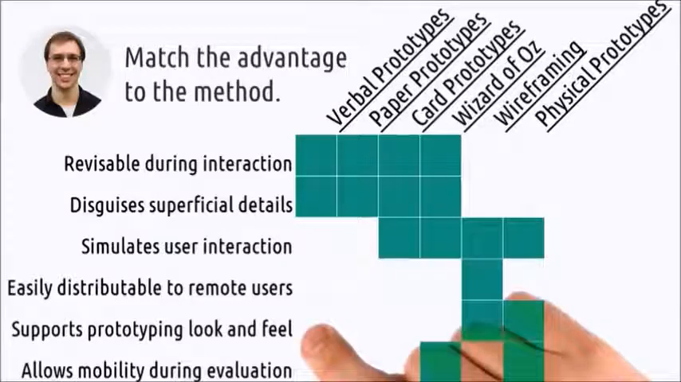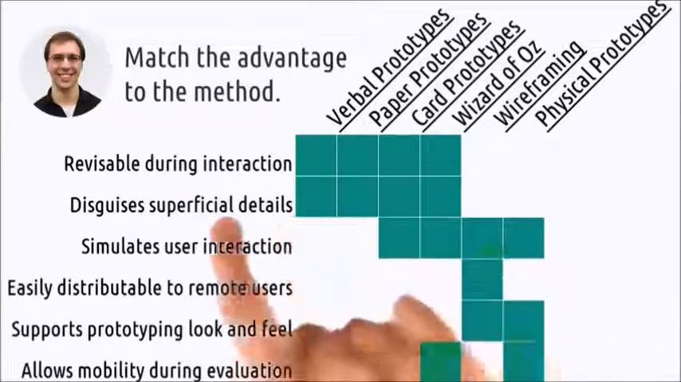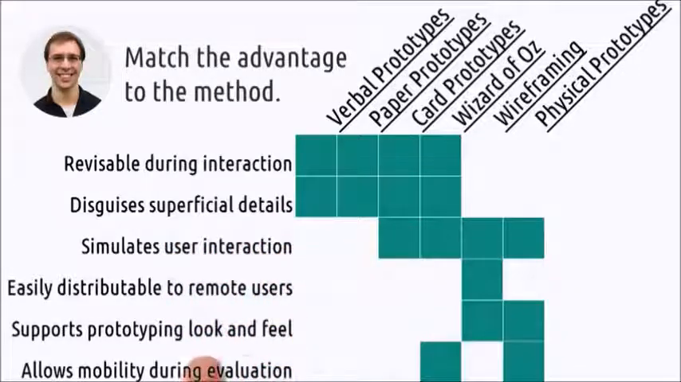Now prototyping the look and feel is really just the inverse of disguising the superficial details. Look and feel is really about those superficial elements that have a significant user impact, but are more easily modifiable within an overall pattern of functional interaction. So just as the earlier low-fidelity prototypes support disguising superficial details, the later ones support prototyping look and feel.